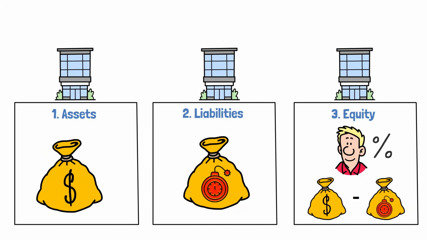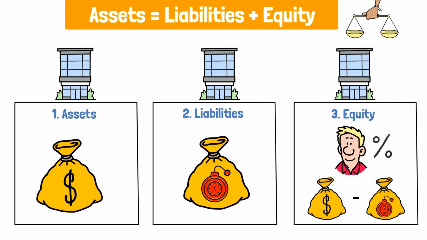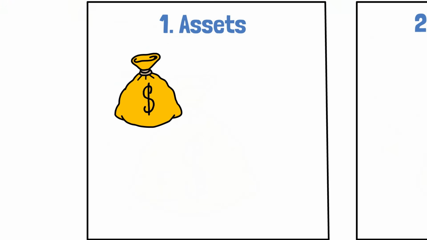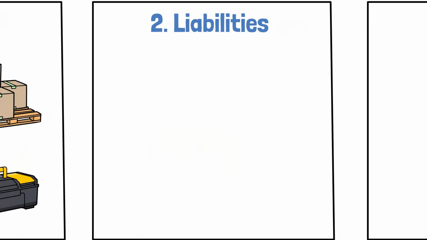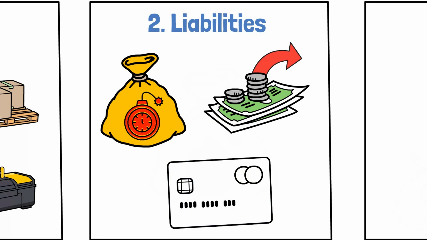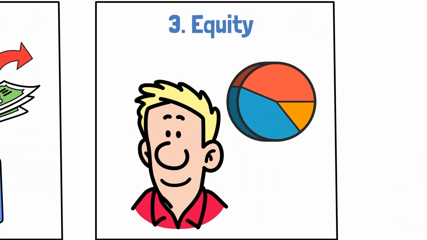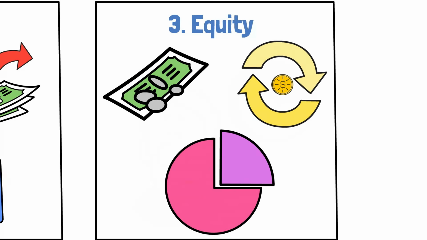And here's the golden equation that always needs to balance. Assets equals liabilities plus equity. Let's break that down. Assets could be cash, inventory, property, or equipment. Liabilities might include loans, accounts payable, or credit card debt. Equity is what's left for the owners. This could be initial investments, retained earnings, or stockholder equity.